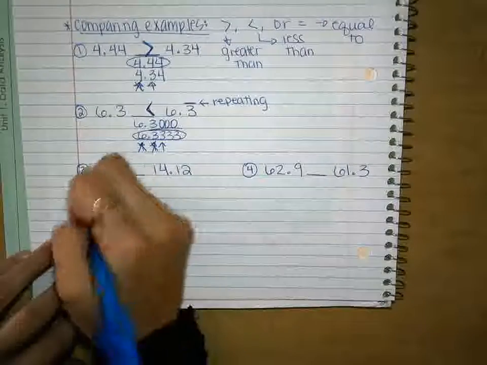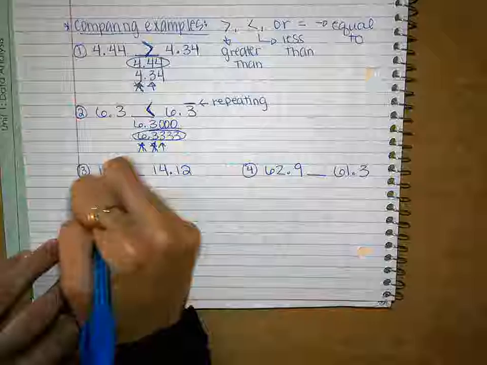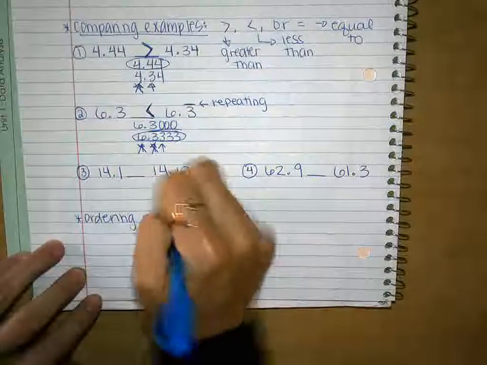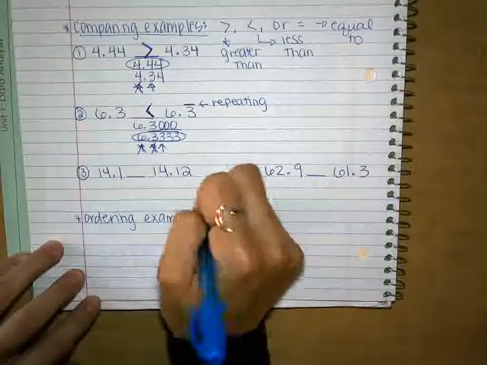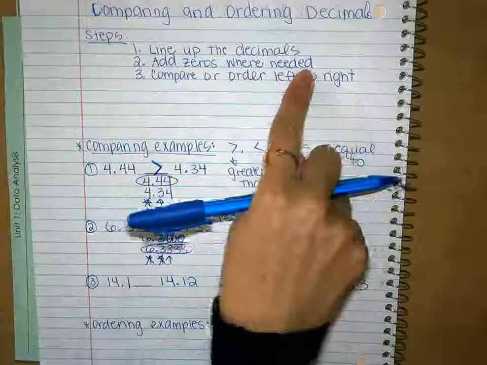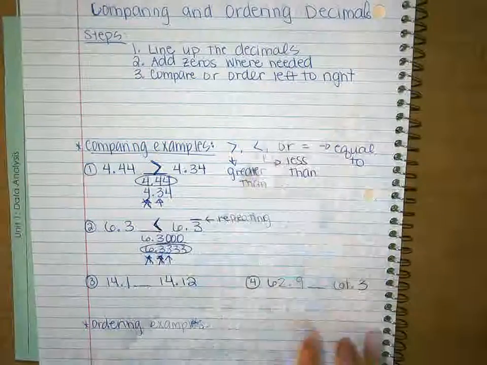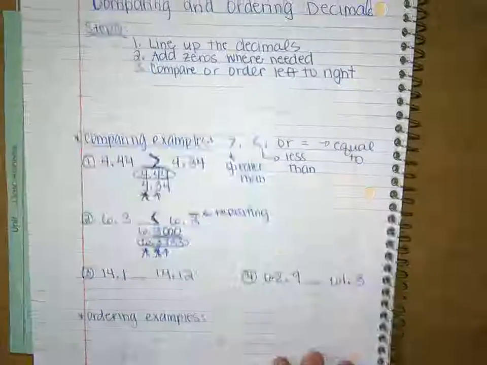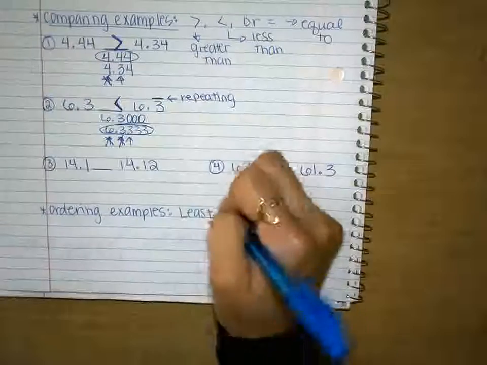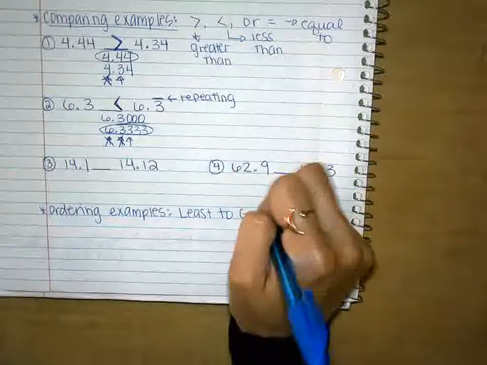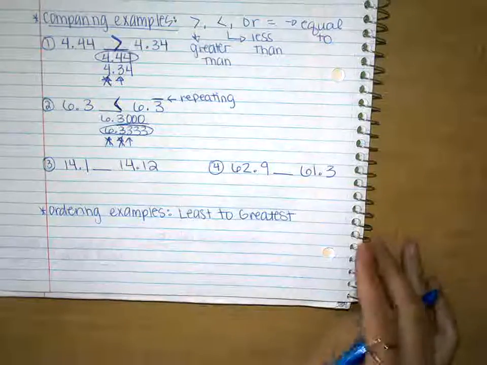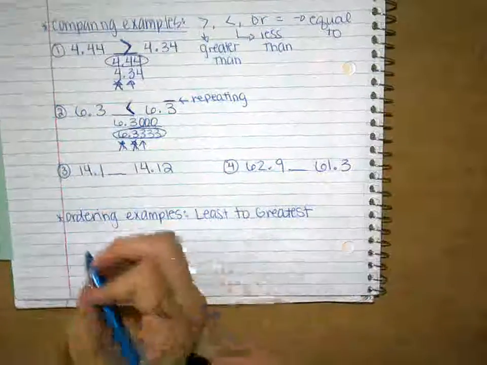When we order, so here are our ordering examples, we are doing exactly the same thing. We still have all of our same steps. Line up the decimals, add zeros where needed. Okay, compare and order from left to right. That's the step that I'm going to show you now. So we are going to do our ordering examples from least to greatest. We could also do greatest to least. You need to make sure you read the directions and do whatever it asks you to.